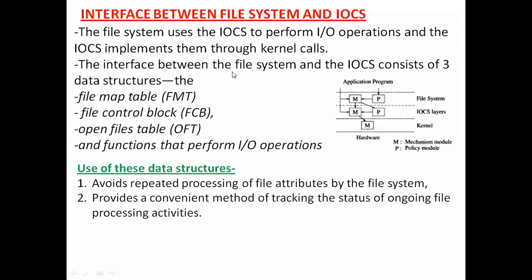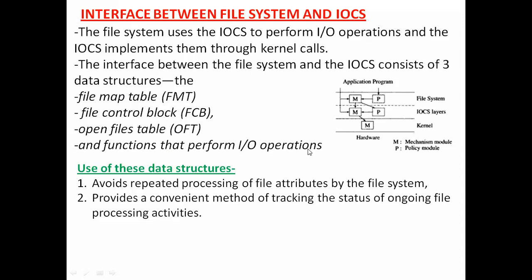The interface between the file system and the IOCS consists basically of three data structures. You need to understand the meaning of the FMT table and its details, and similarly FCB, which stands for file control block, and OFT, which stands for open file table, and some functions that are able to do the IO operations.